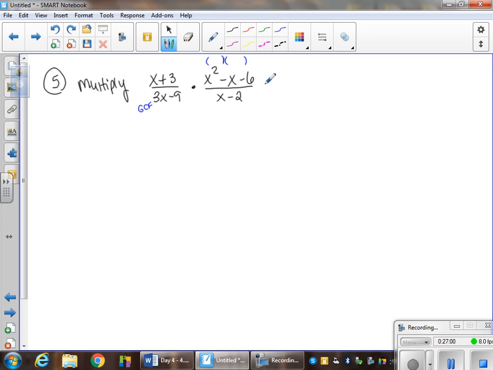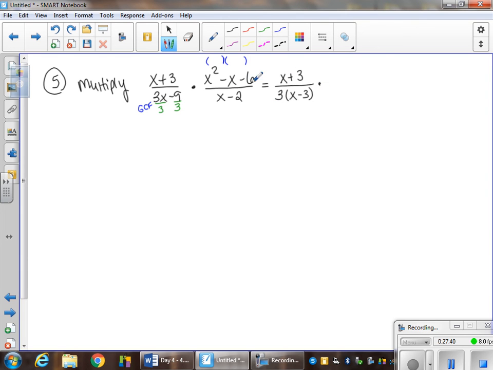Some people prefer to go horizontally, some prefer to go vertically. I'm going to go horizontal, but feel free to do what works best for you on your paper. Okay, x plus 3 did not change. 3 and 9 are both divisible by 3. So 3x divided by 3 is x. Negative 9 divided by 3 is minus 3. If you are a very visual person and you would like to actually divide by 3 on your paper to see how we got x minus 3, that works too. Okay, one term down, one to go.